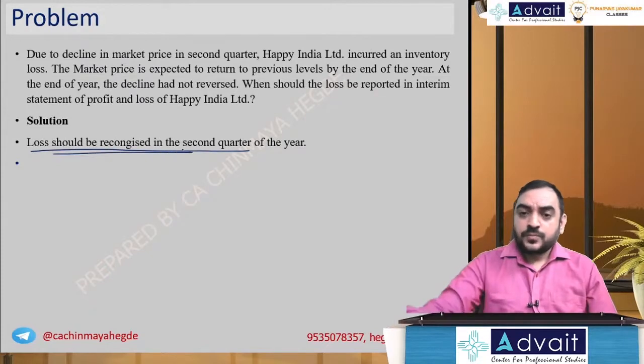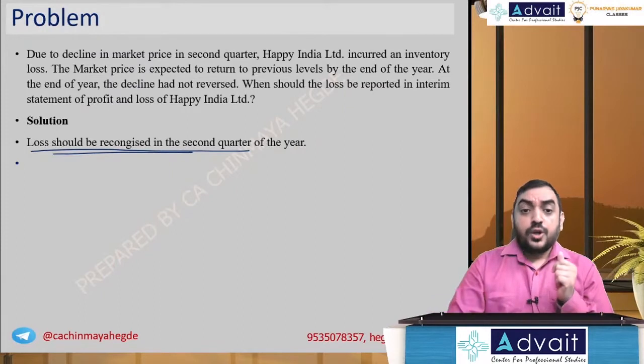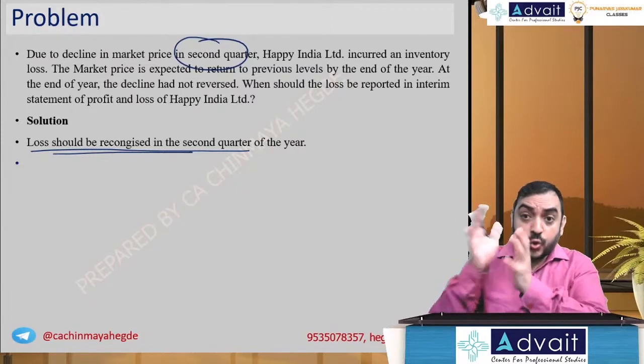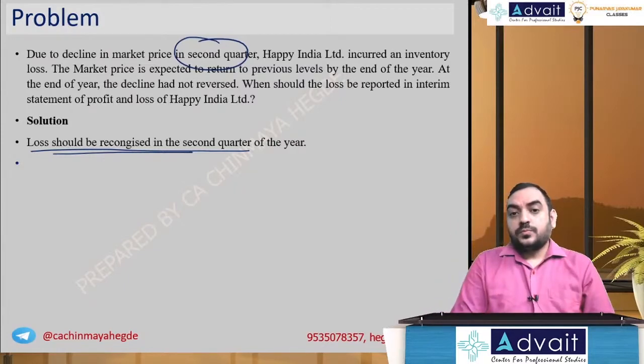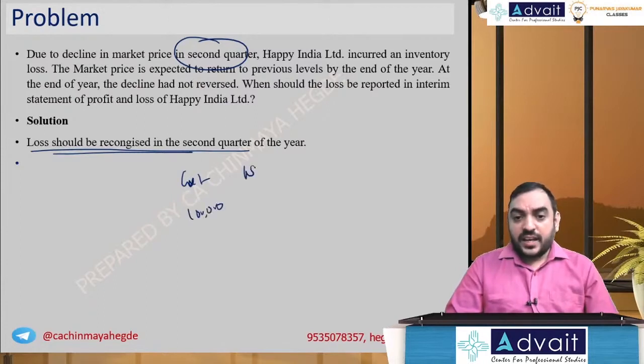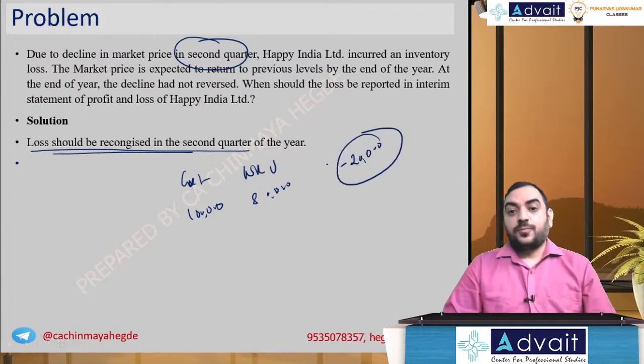In the sense, you have to value the inventory on second quarter as an independent, standalone financial statement. So, for example, second quarter means June, September. As on 30th of September 2021, if let's say cost is 1 lakh and NRV is 80,000, that means you are going to recognize loss of 20,000 entirely in that quarter itself.